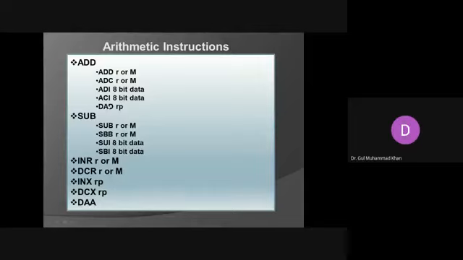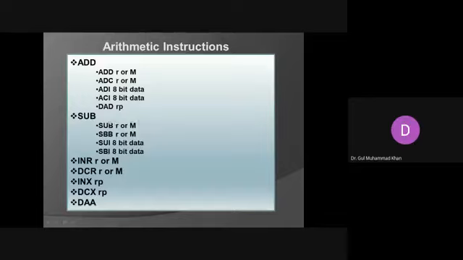Then we have DAD RP. Now this one was also not available in your SAP-1. This is a 16-bit addition, okay? What it does is add the contents of a register pair. Again, the register pair can be BC or DE, right? The contents of the register pair are added with the contents of HL, and the result is stored in HL. So this is the 16-bit addition. In this case, the contents of HL are added with the contents of register BC or DE, and the results are stored in register HL.